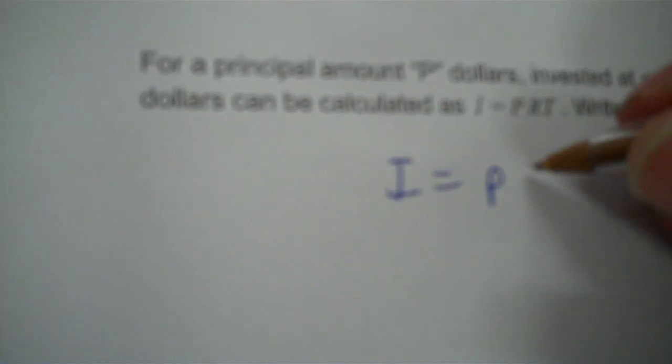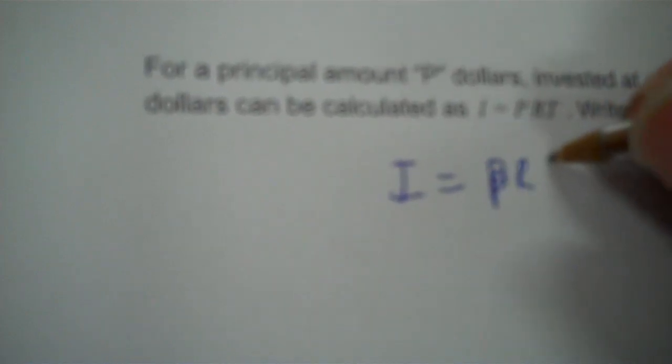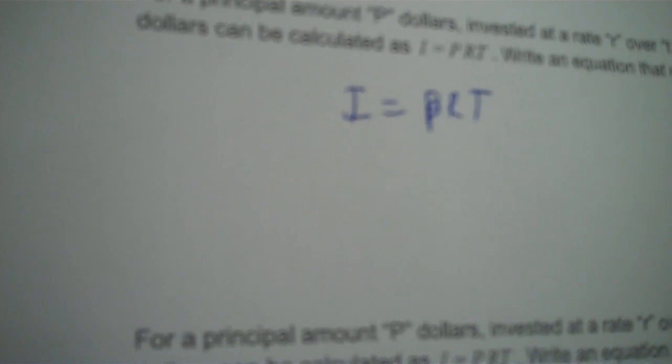Okay, for the principal amount P dollars invested at a rate R over T years, the simple interest I dollars can be calculated as I equals PRT. Write an equation that represents the rate R. Now here's what you're supposed to do with that. You write the equation I equals PRT. Now we have to write an equation that represents R.